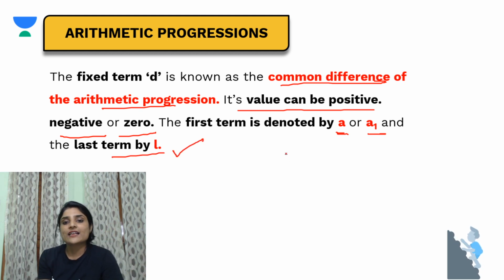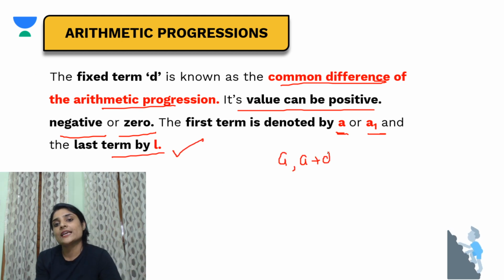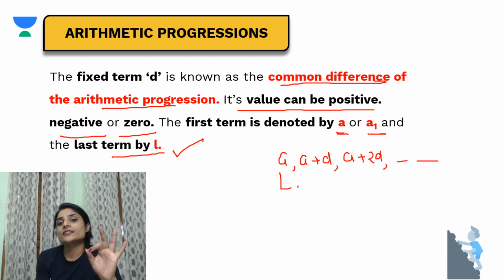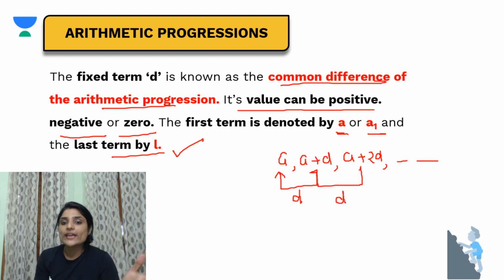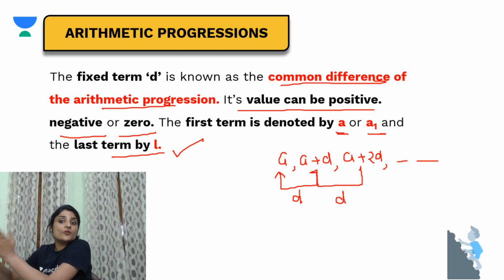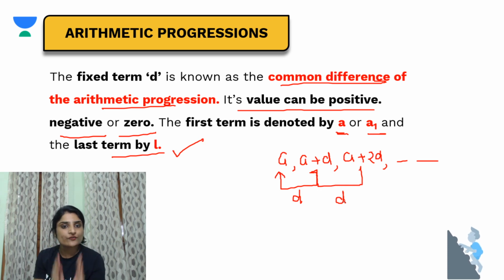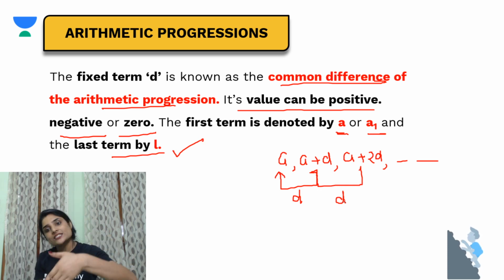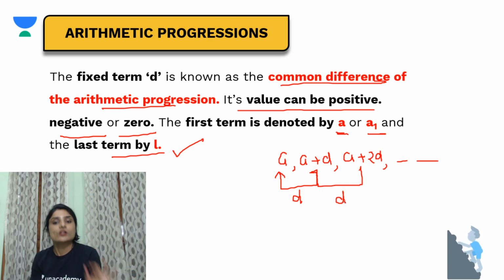Let's take an example like a, a plus d, a plus 2d. This is your general AP, in which you can check that the difference of two consecutive terms is d. So in an arithmetic progression, the difference of two consecutive terms remains d, that is constant, that is fixed. The difference can be positive, negative, or 0 also.